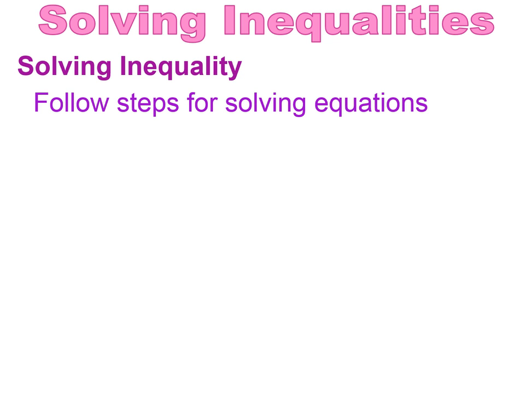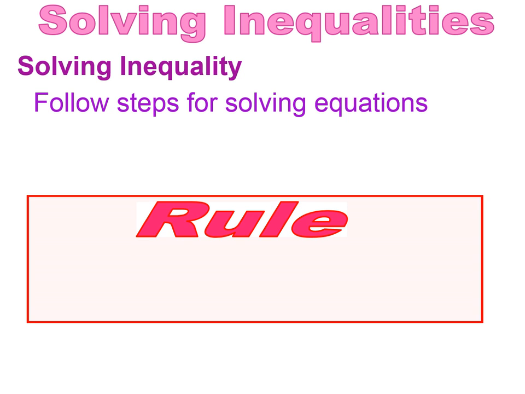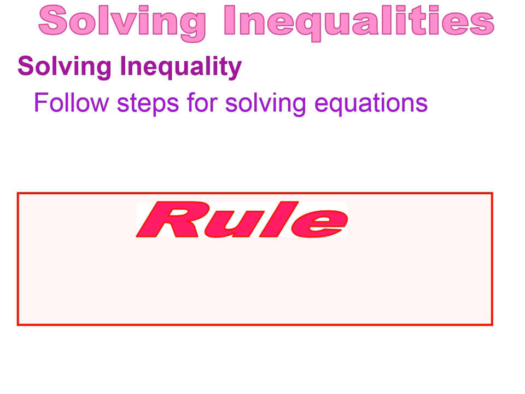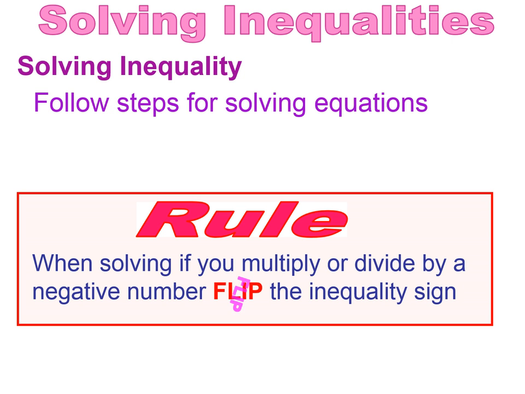So when we're solving inequalities, when we isolate the variable on one side of the inequality, you're following the steps for solving an equation. But one key rule that you're going to need to remember is at the very last step, if you're solving and you have to multiply or divide by a negative number, you have to flip the inequality symbol.